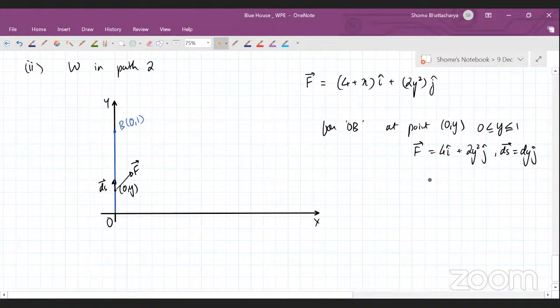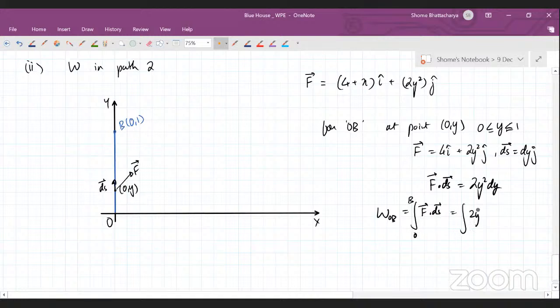So F dot ds is just 2y square dy. So work done from O to B is the integral of 2y square dy from y equal to 0 to y equal to 1. So that will come out to be your 2 by 3 joules, or 0.67 joules.